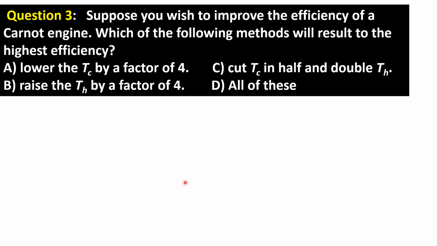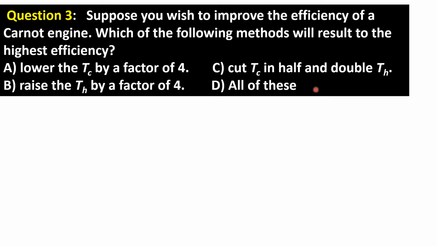Question number 3. Suppose you wish to improve the efficiency of a Carnot engine. Which of the following methods will result in the highest efficiency? A. Lower the TC, or the temperature at the cold reservoir, by a factor of 4. B. Raise the temperature in the hot reservoir, or TH, by a factor of 4. Letter C. Cut TC in half and double TH. Letter D. All of these.